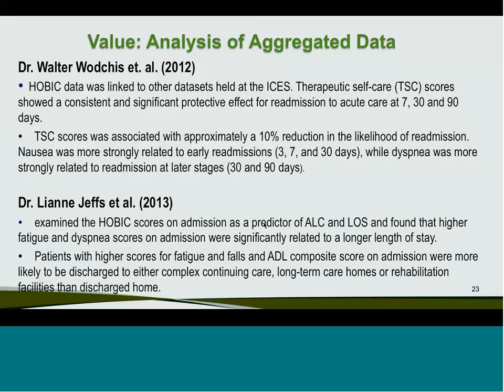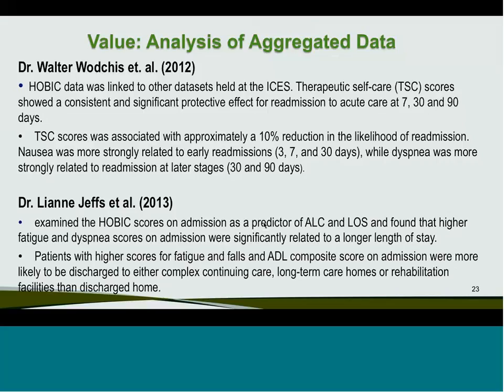Dr. Leanne Jeffs looked at the St. Michael's data and looked at the HOBIC data as predictors related to alternate level of care and length of stay, and found that higher fatigue and dyspnea scores on admission were more significantly related to longer length of stay. And so again, you assess that patient on admission, you have the dyspnea score and fatigue score that's high. What do you need to do so that you can manage that patient and prevent that longer length of stay or ALC? What other members of the team do you need to involve? What practices do you need to put in place?